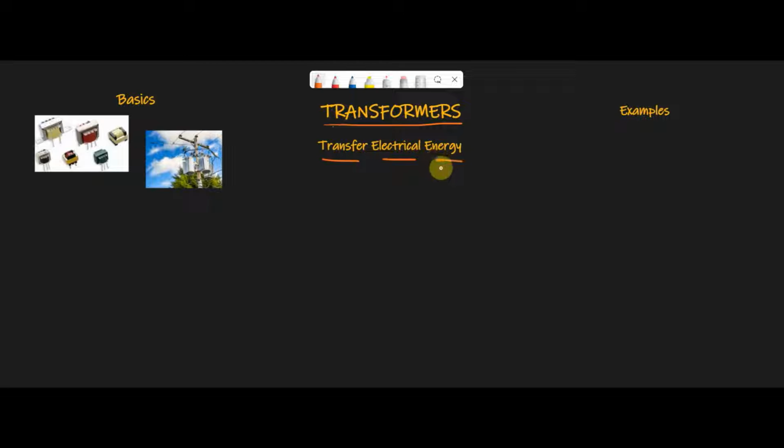Transformers transfer electrical energy. Let's talk about some basics. I have a couple of pictures here showing different sizes and kinds. We've used these in class to do power supplies, which are one of the main things that use a transformer. And then you've seen these on telephone poles outside your house. A transformer is used to transfer power into subdivisions from transfer stations, or they're used in transfer stations, but they come from power stations and so forth.